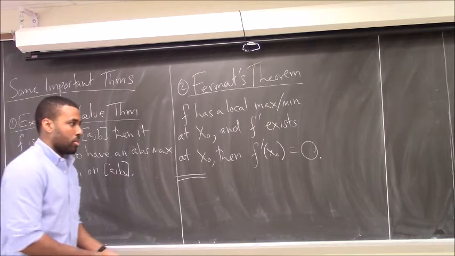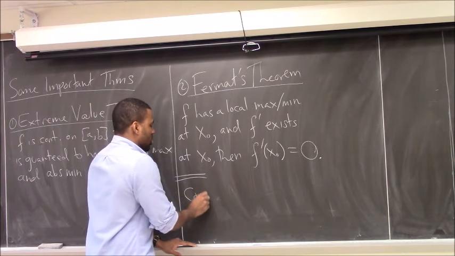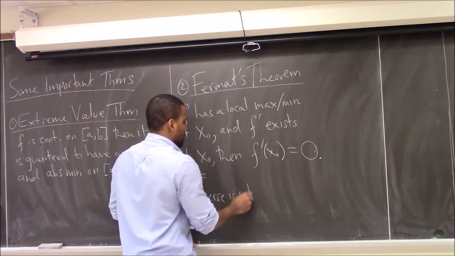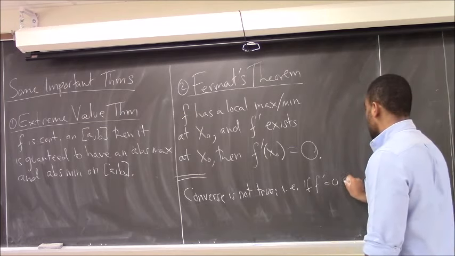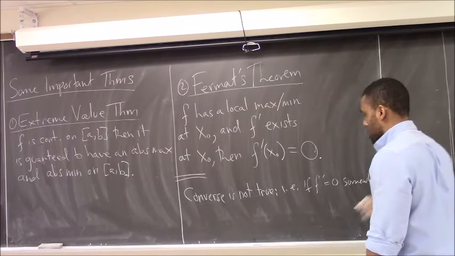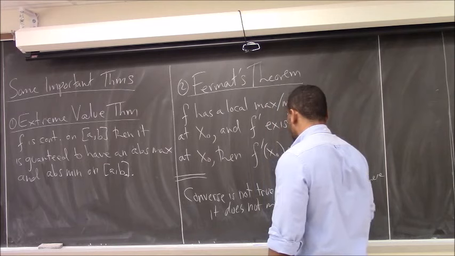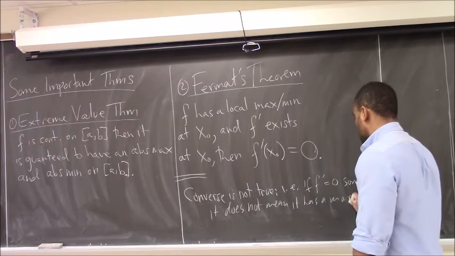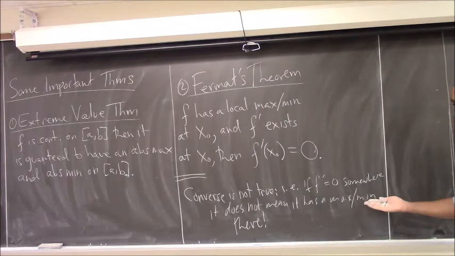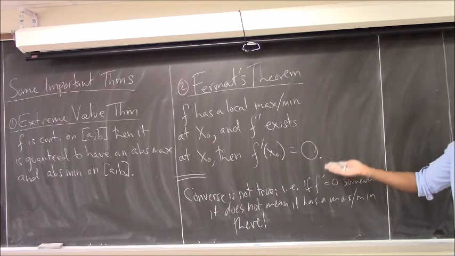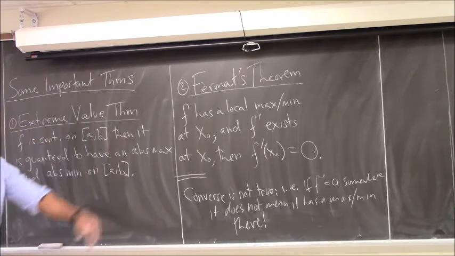So we're going to actually use that in a couple of instances to figure out where there's a max or a min at some point. So you should know that the converse is not true, i.e., if f prime equals 0 somewhere, it does not mean it has a max or a min there. So it kind of works in one direction. If you know there's a max or a min, then it's guaranteed that the derivative is 0. But if you know the derivative is 0, it doesn't guarantee that it's a max or a min. It's kind of weird. The converse isn't true, but it's a very useful theorem anyway.